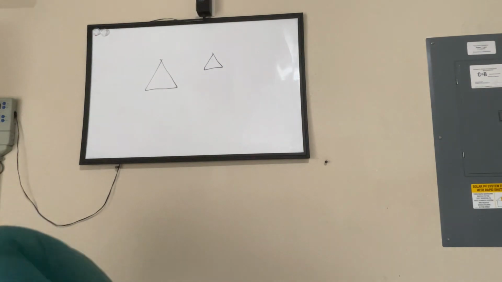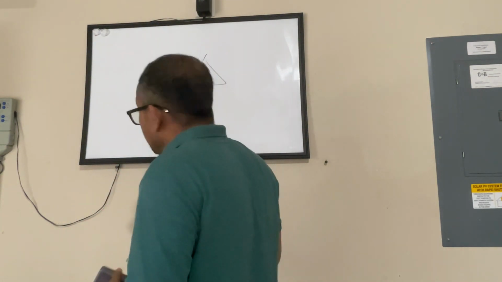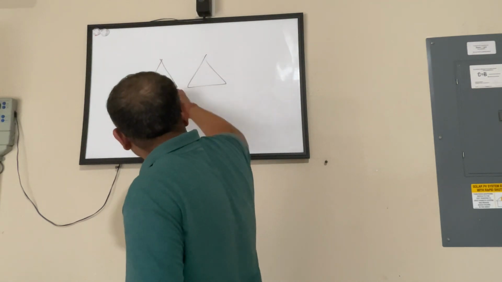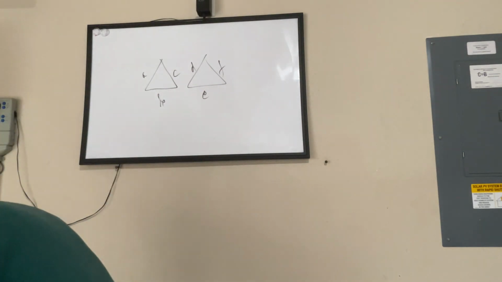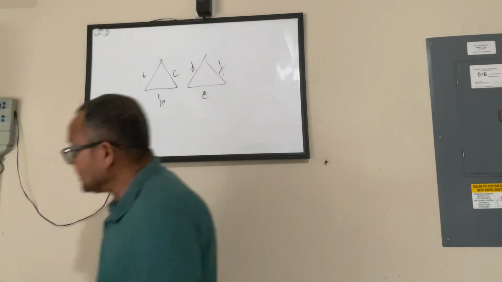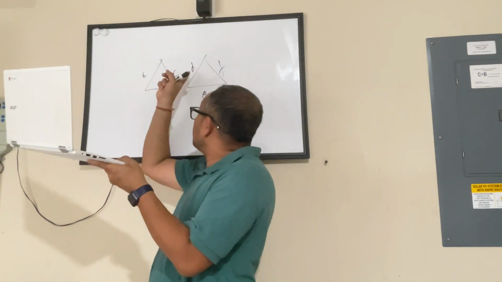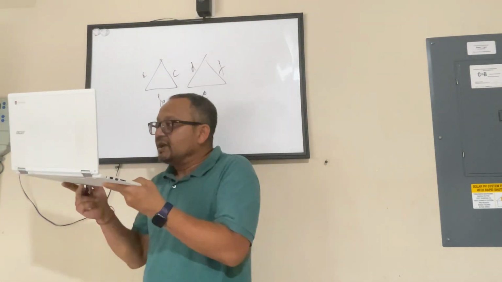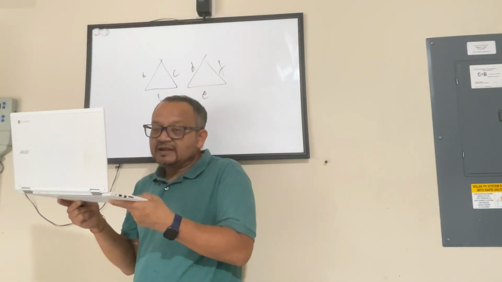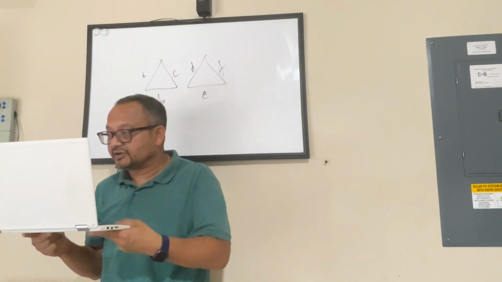But imagine the two triangles with all the sides same. This is A, B, C. This is D, E, F. If you look at these two triangles, A, B, C, side A and side D are same, side B and side E are same, side C and side F are same. If these are same, then there is a high possibility that these two triangles are congruent.